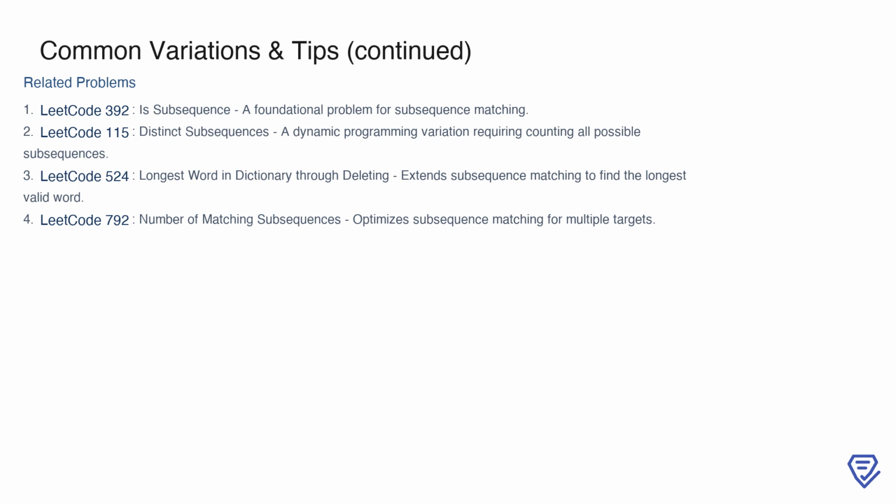Another interesting problem is LeetCode 524, Longest Word in Dictionary through Deleting, which extends subsequence matching by asking you to find the longest valid word that can be formed. Finally, LeetCode 792, Number of Matching Subsequences, takes the concept further by optimizing subsequence matching for multiple target strings. Exploring these problems can deepen your understanding and prepare you for variations of this challenge.